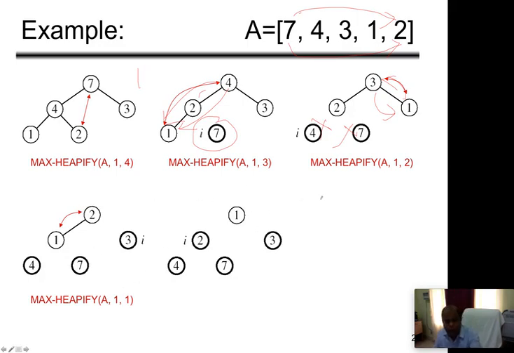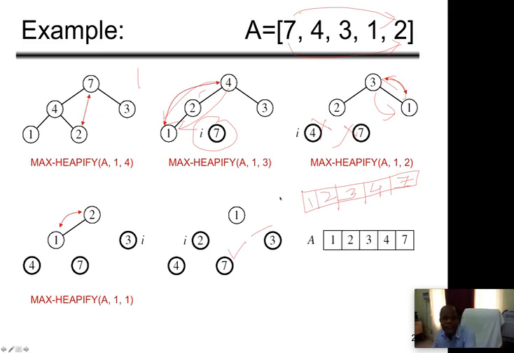Now what will my new array be? It is in the array, but we have just not included that. First is 7 at the end, then 4, then 3, then 2, then 1. Okay, now it is sorted, and this is the way the array is sorted.